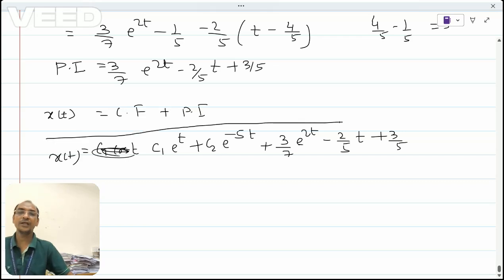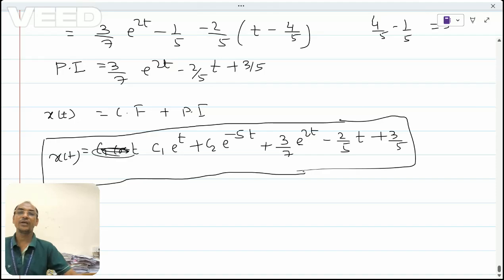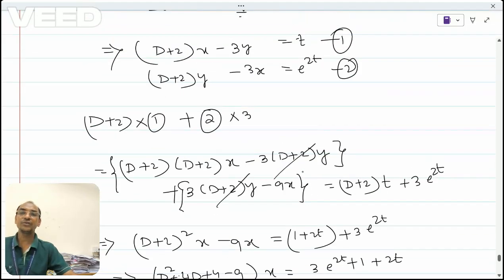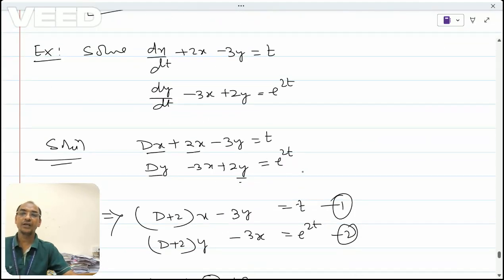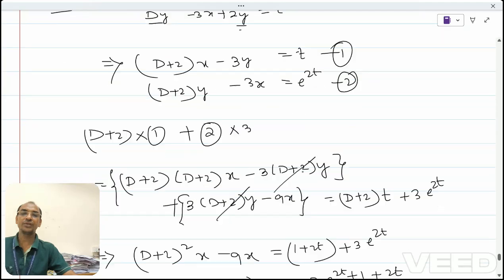Once after getting the value of x, now you can find the value of y, from where you can substitute the value of x in equation 1.